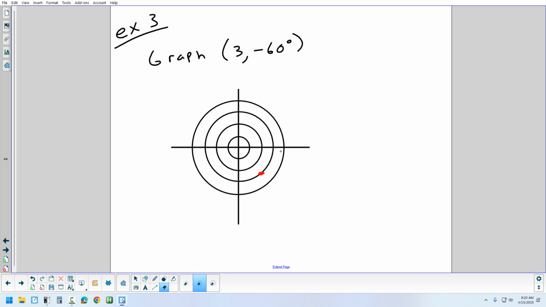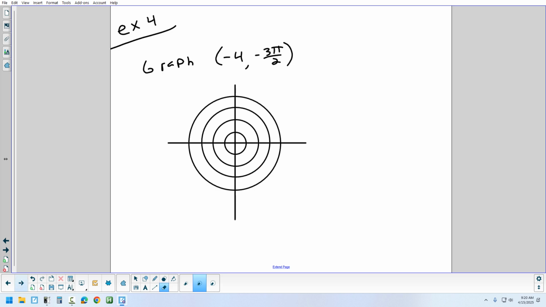Any questions on that one? All right. So let's try this one. Now this is the last combination you could have. We did positive, positive, negative, positive, positive, negative. This is negative, negative. What's my first step for this one? Well, first you have to discern r, so since it's negative, you go 4 to the left. Okay, we're gonna go 4 to the left, so 1, 2, 3, 4, right there.